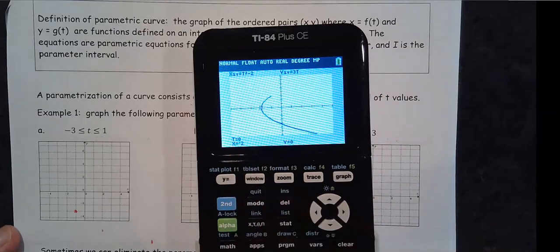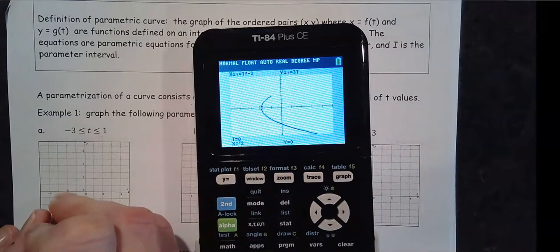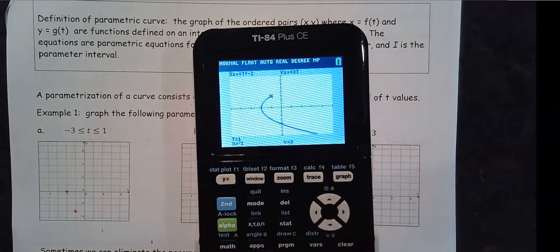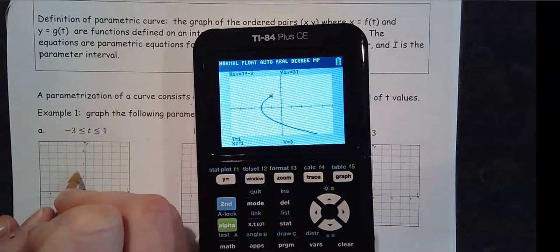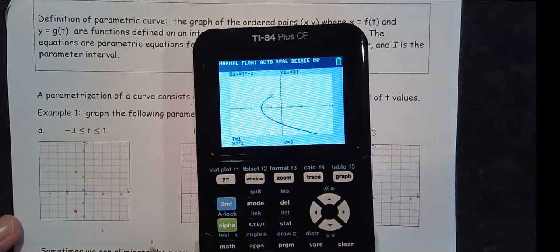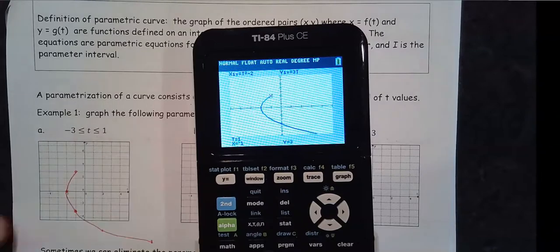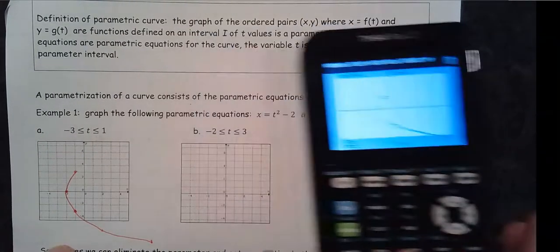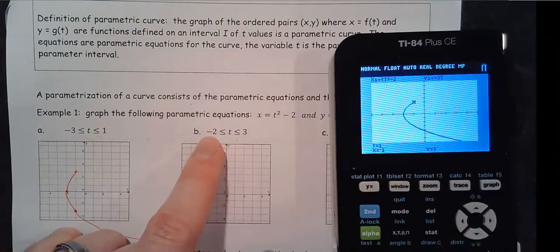When t is 0, I got -2, 0. And then up in here, when I plug in 1, I get -1, 3. So -1, 3. Just do your best to connect these into a curve, but it's choppy because this is my interval for t. Now this one here is saying change the interval from -2 to 3.